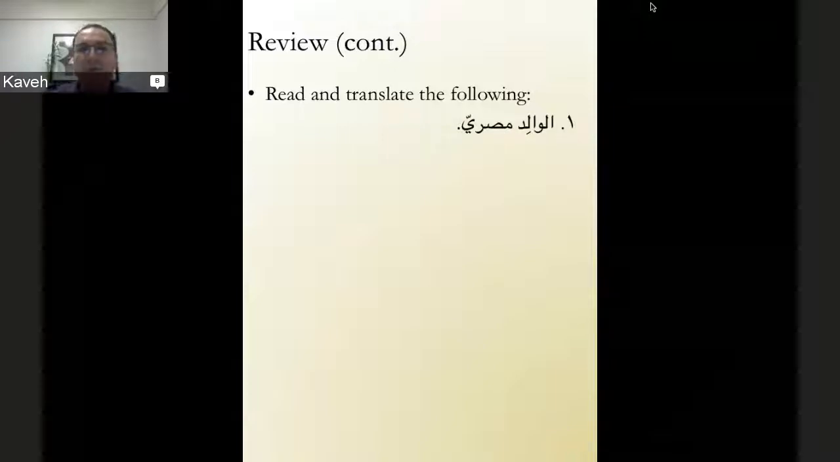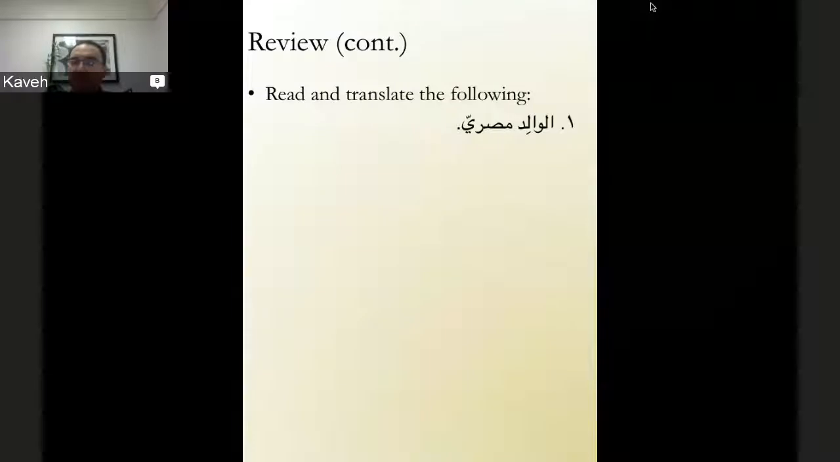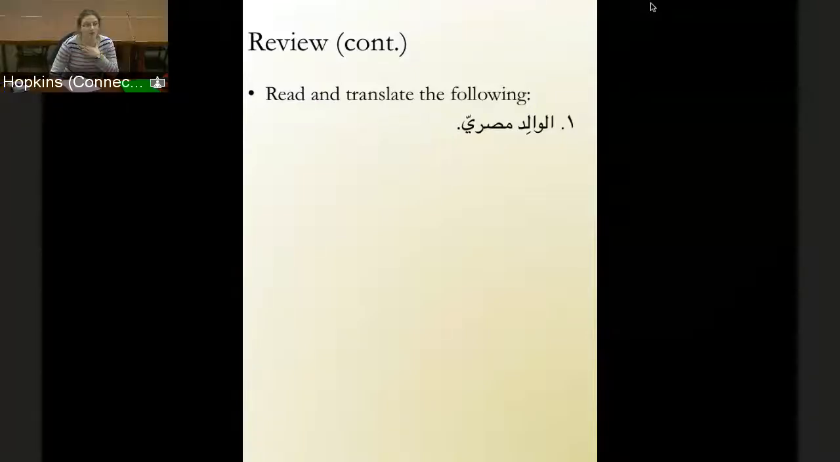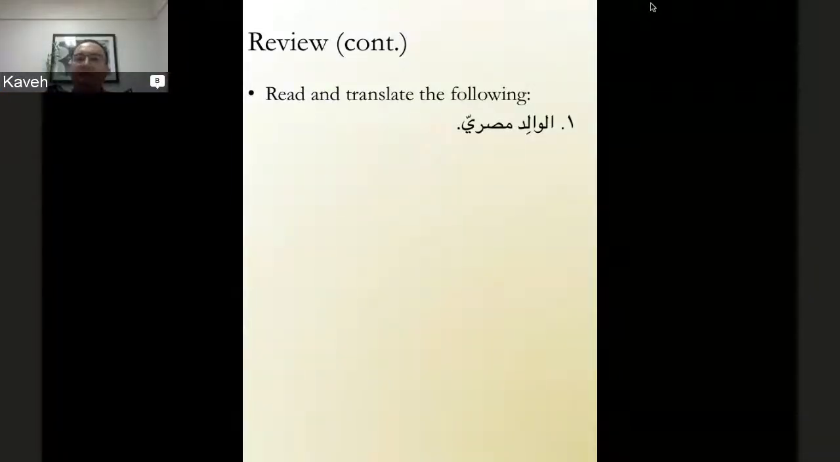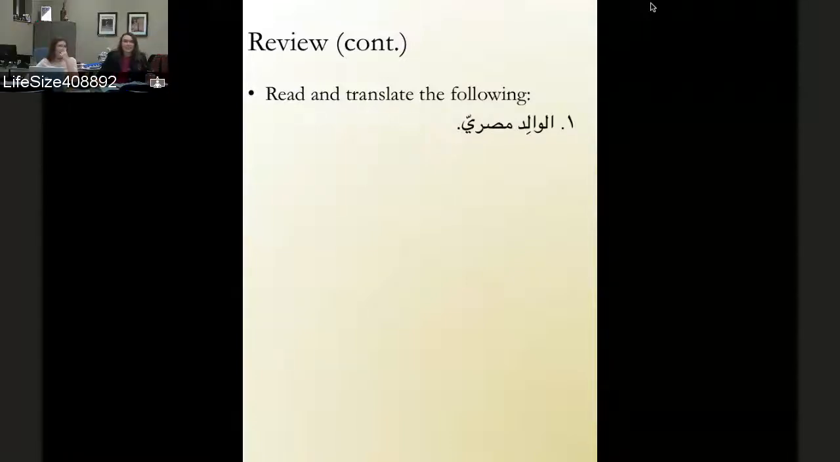Who wants to read this sentence and translate for us? Jump in, Maya. Al-Walid Misri. Excellent. Al-Walid Misri. Does anyone know what this means? I do, I think. Yes. Jane, go. Pippa, you can go. Go for it.